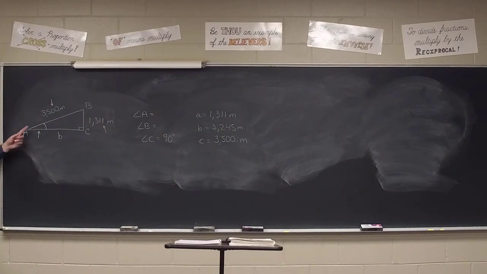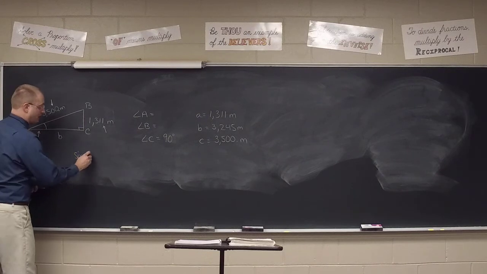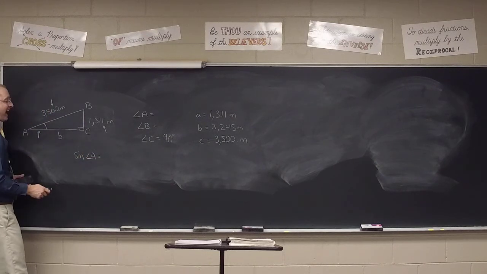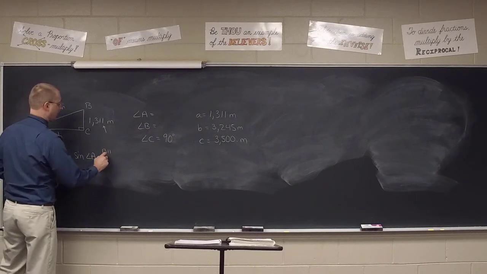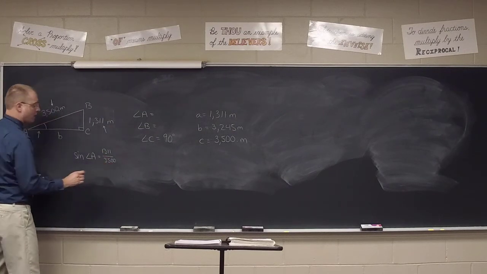With respect to the angle that is marked, class, this is the hypotenuse and this is the opposite. And we need to think trig functions here. If I know the hypotenuse and the opposite, I should use the sine of theta. Sine of any angle, in this case angle A, is equal to the opposite, in this case 1311, over the hypotenuse, in this case 3,500.